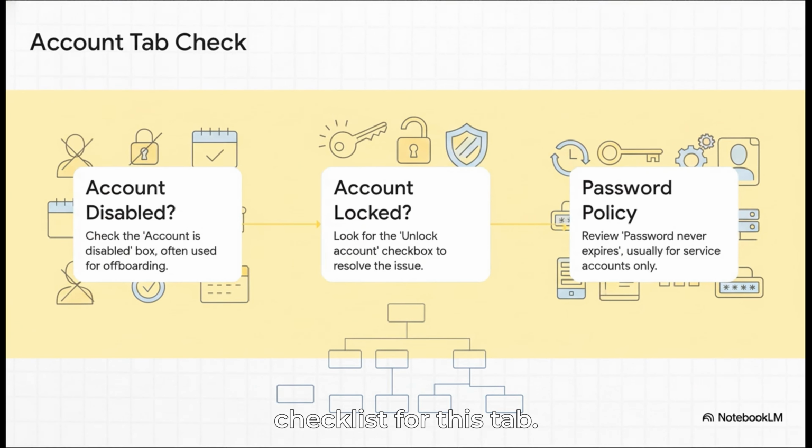So here's your mental checklist for this tab. First thing to check, is the account is disabled box checked? That's a common step when someone leaves the company. Second, and this is the one for our locked out user, you look for the unlock account checkbox. That's your quick fix. And third, it's always a good idea to just glance at the password never expires setting. That's usually a red flag for a normal user account.